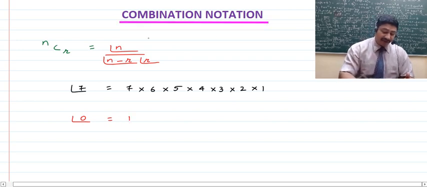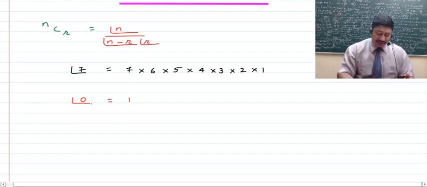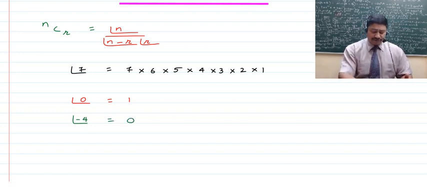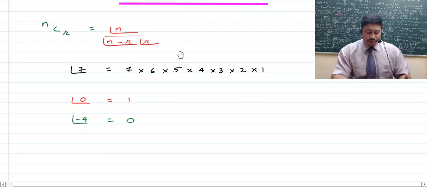For that matter, if you're doing something wrong, then you will get the factorial of a negative number, let's say minus 4. And always remember that its value is equal to 0. So there were a few things that I discussed just now, which I'd like to quickly recap.